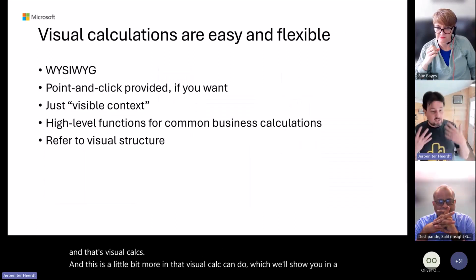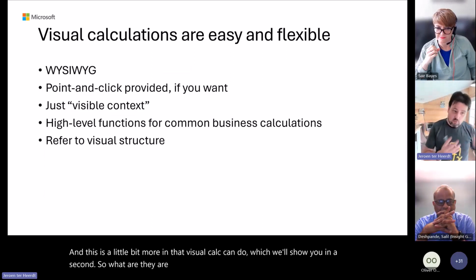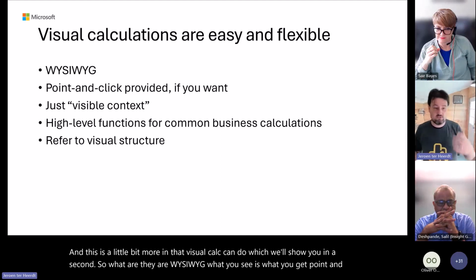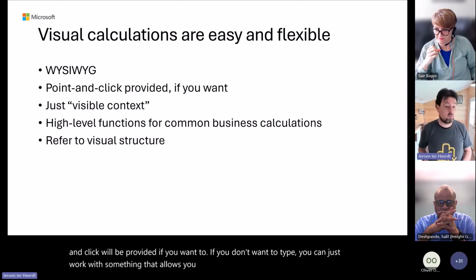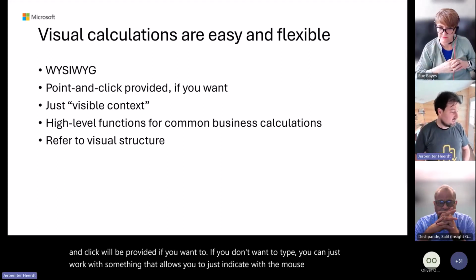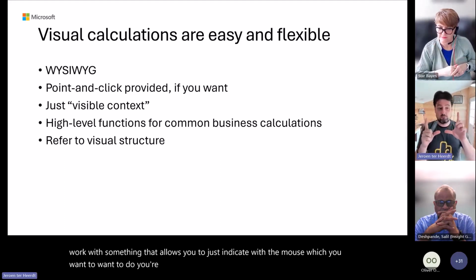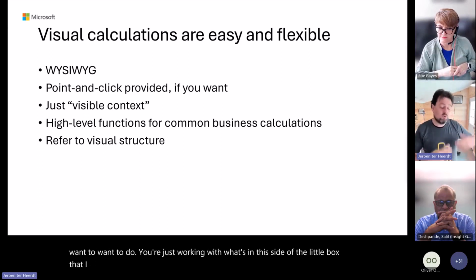So what are they? They are WYSIWYG. What you see is what you get. Point and click will be provided if you want. So if you don't want to type, you can just work with something that allows you to just indicate with the mouse what you want to do. You're just working with what's in this side of this little box that I just explained. And we'll have new tricks, new functions that I'll show you.